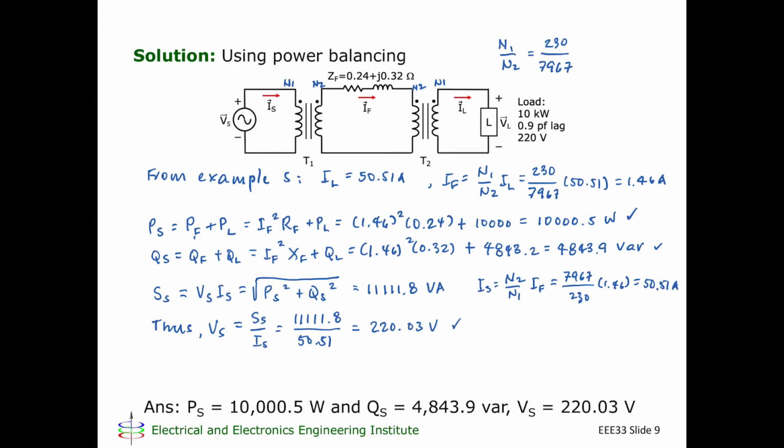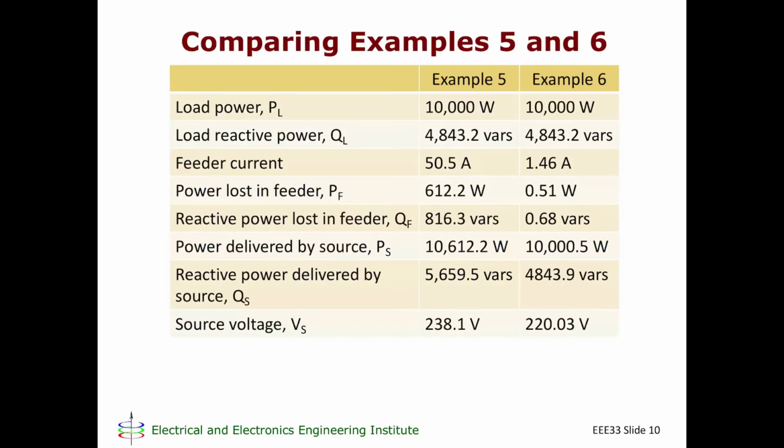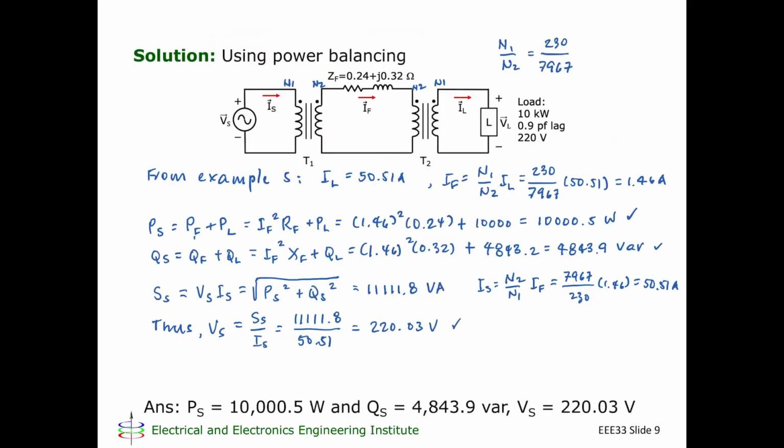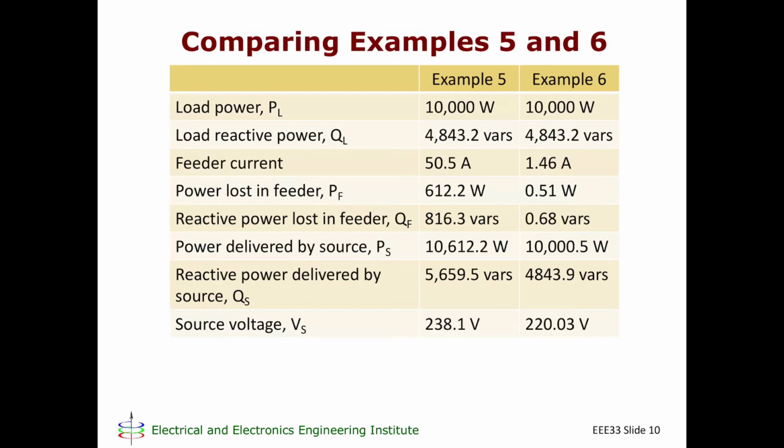Let's compare examples 5 and 6. For examples 5 and 6, we have the same load that we want to supply: 10 kilowatts at 0.9 power factor lag. Meaning to say, the reactive power we want to supply to this load will also be the same.